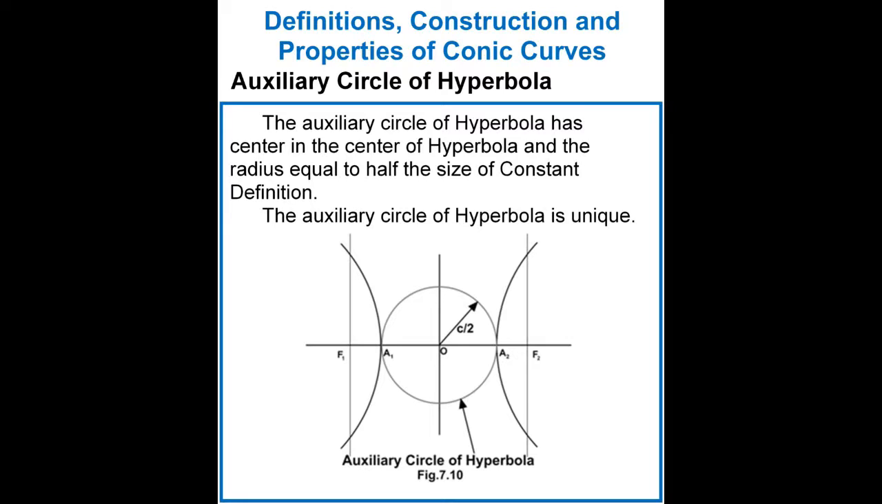In this fourth slide of this third class of Chapter 7 of the course of Basic Geometry, the definition of the auxiliary circle of hyperbola is presented. Figure 7.10 shows the auxiliary circle of hyperbola. The auxiliary circle of hyperbola has center O, which is the center of the hyperbola, and radius equal to half the constant of definition of the hyperbola curve. The auxiliary circle of hyperbola is unique.